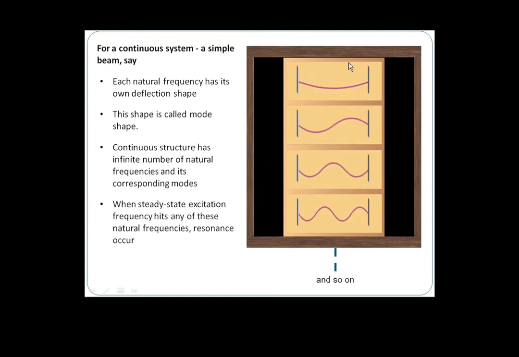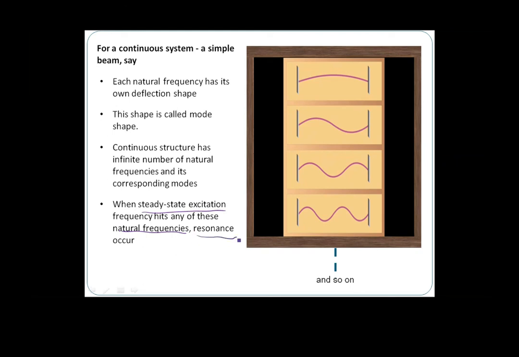Here, a continuous system has an infinite number of natural frequencies. If you have a discrete system with multiple degrees of freedom, multiple nodes, then you have n natural frequencies and their corresponding mode shapes. Under harmonic or steady state excitation, there is a possibility that your excitation frequency coincides with or goes near to a natural frequency. When this happens, we are expecting a very high vibration.